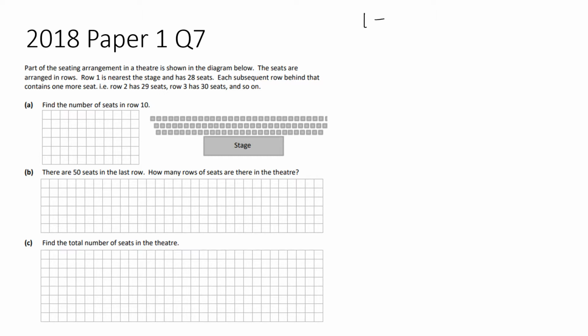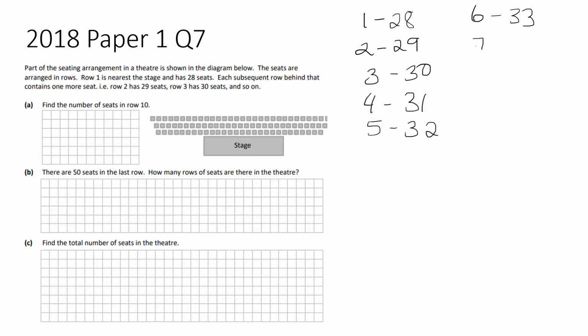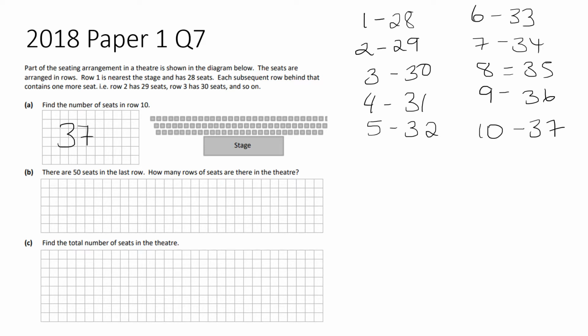So we know that row 1 has 28, row 2 has 29, row 3 has 30, and so on. So find the number of seats in row 10. That means that 4 has 31, 5 has 32, then 6 has 33, 7 has 34, 8 has 35, then 9 has 36. So that means that row 10 has 37. So we can already see that this is a linear sequence.